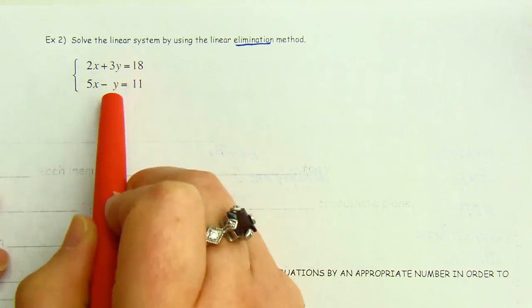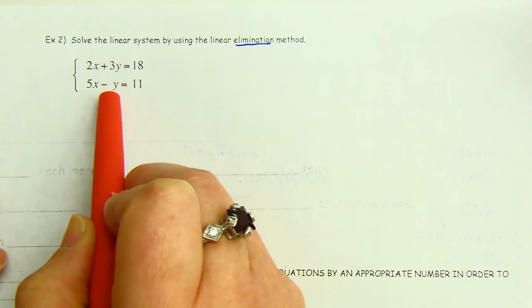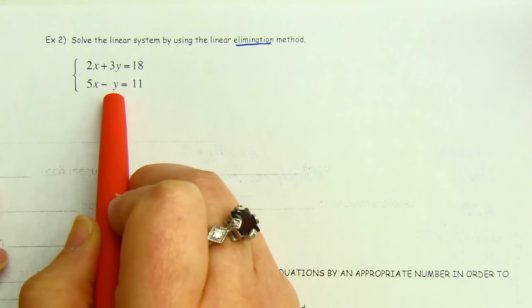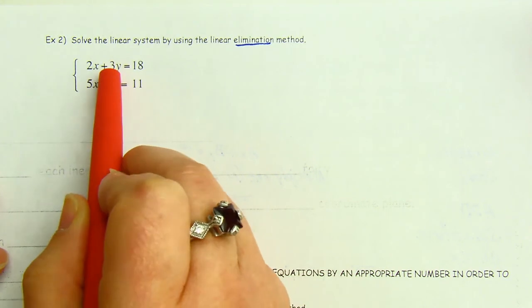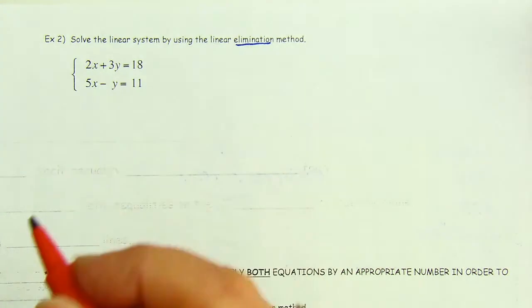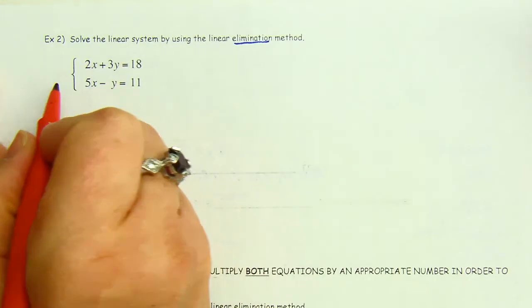Notice over here the y's. This is a positive 3y and this is a negative 1y. Now, yes, their signs are opposites, but their coefficients are not the same. So the opposite of positive 3 would be negative 3. And so I have to multiply equation 2 by a positive 3.